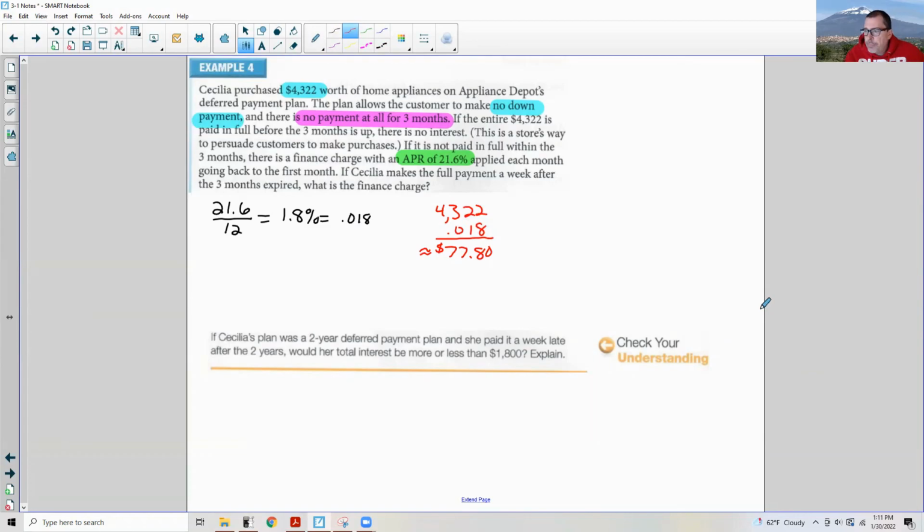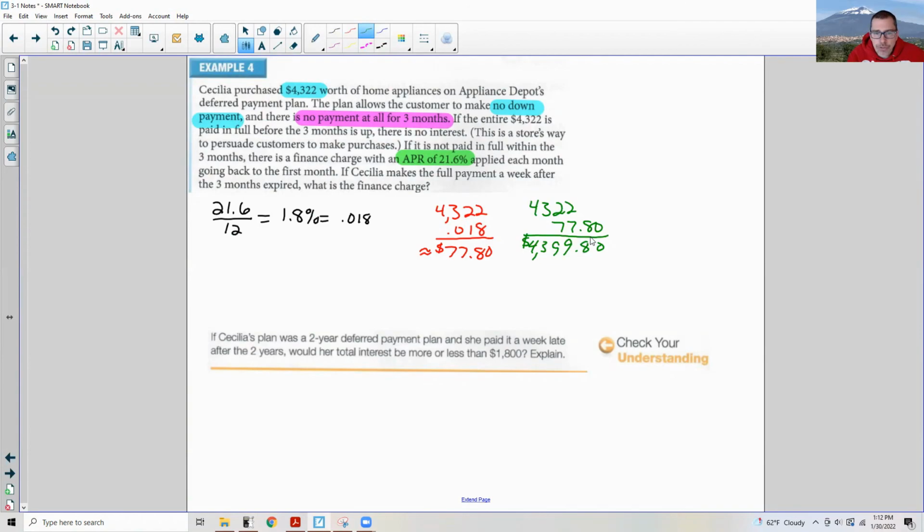Then we want to find the balance after the first month by adding the interest to the balance. So we take that $4,322, add the $77.80 in interest, and the total is going to be $4,399.80. The balance for the second month would then be this amount before computing the second month's interest.